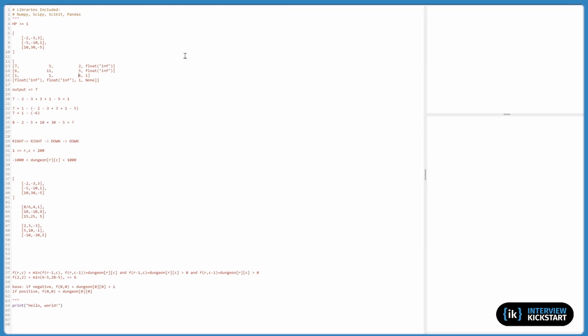7, 5, 2. So you would go 6. You start off as 1. Okay, so you start at 1. I think you start at 1 as the minimum, and you try to go backwards to 0, 0. And you add the inverse of the negative of that cell as you go backwards.